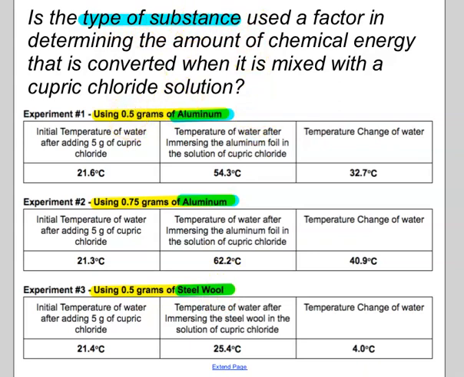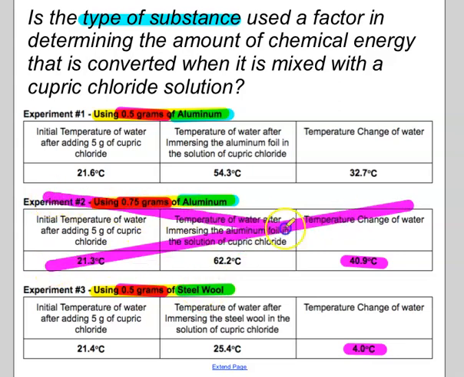So again, if we look at this, here it's 0.5 grams, 0.75 grams. But did you notice that this is only 0.5 grams? So we cannot use experiment number 2 to compare. Because if this did change, and we know that it did, why did it change? Did it change because we had more mass? Or did it change because we had different substances? So that alone should tell us that we have to cross this out.